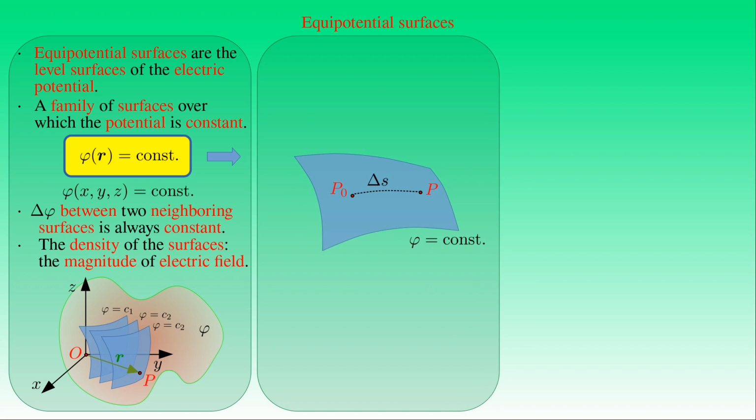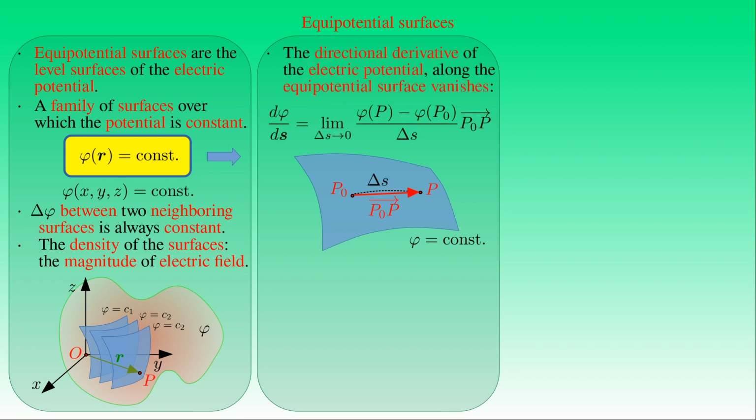The smaller the displacement delta S is, the smaller the difference is between the displacement along the surface and the vector pointing from the point P0 to the point P. The directional derivative of the potential phi along the surface is defined in terms of the displacement ds and the vector P0P, as the limit of the potential difference across the points P and P0 over the displacement delta S along the surface, multiplied by the vector P0P while delta S tends to 0.